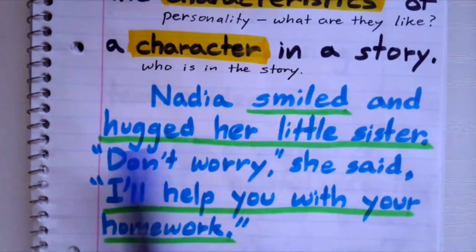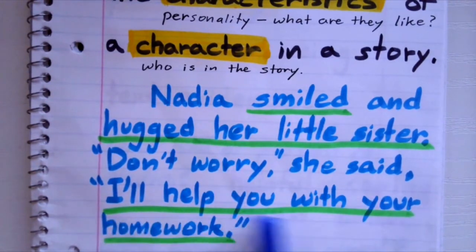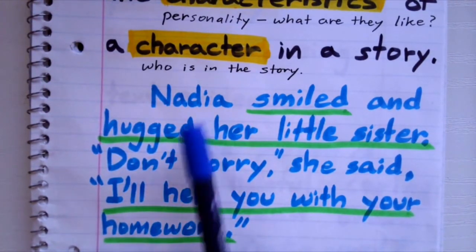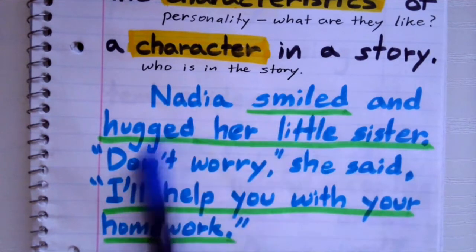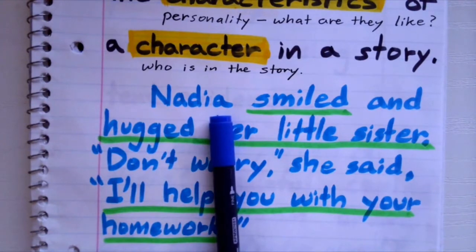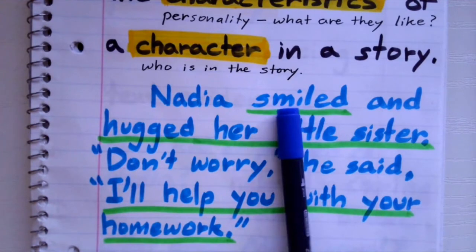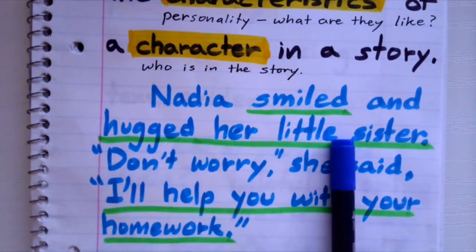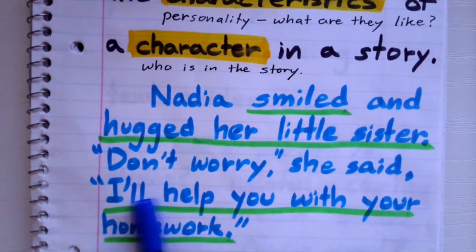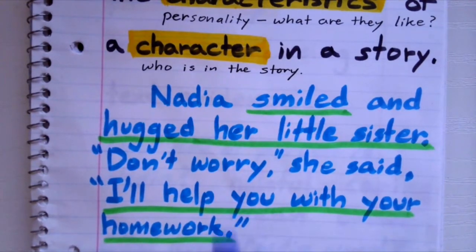Nadia smiled and hugged her little sister. "Don't worry," she said. "I'll help you with your homework." Nadia is the character in this sentence here. And what kind of a person do you think Nadia is? I underlined some evidence. I see that Nadia is smiling and hugging her little sister and saying things like, "I'll help you with your homework." These are pieces of text evidence that give us clues about what kind of person Nadia is.